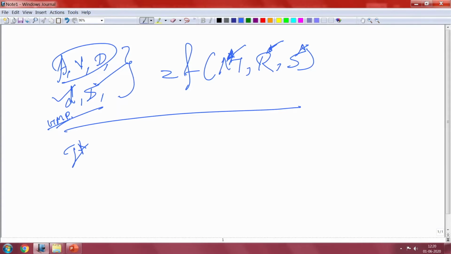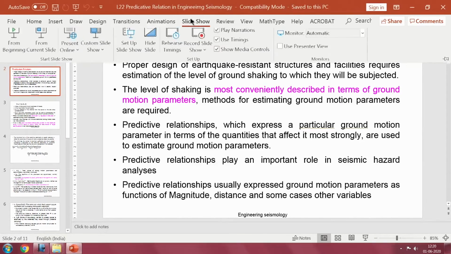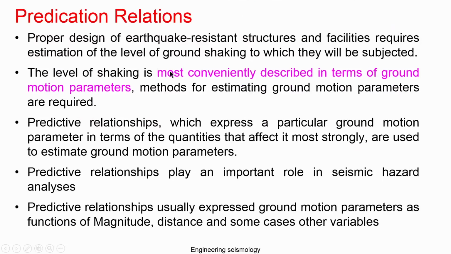So, today we are going to talk about those predictive models: how they are used, and what the different state of the art knowledge is. For the predictive relation, proper design of earthquake resistant structures and facilities requires estimation of the level of ground shaking to which they will be subjected, or even the damage level, the intensity one. The level of shaking is most conveniently described in terms of ground motion parameters. Methods for estimating the ground motion parameters are required.